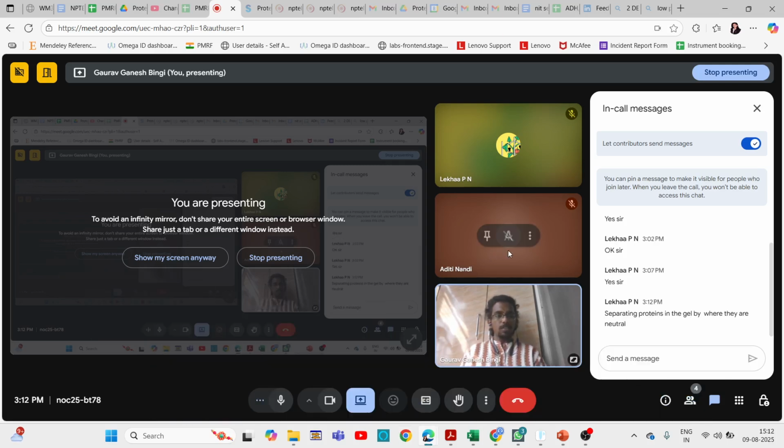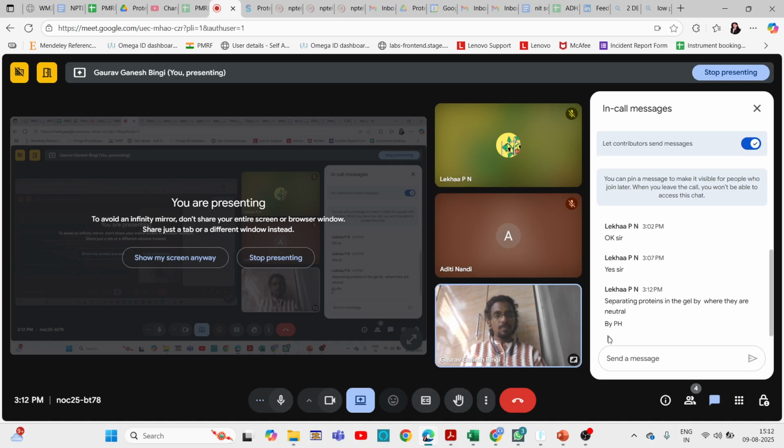Separating proteins in the gel by where they are neutral by pH. Okay. So with this specific sentence, you are trying to define the isoelectric focusing technique. I'm not asking what is isoelectric focusing. I'm asking what is pI, or what is the isoelectric point.